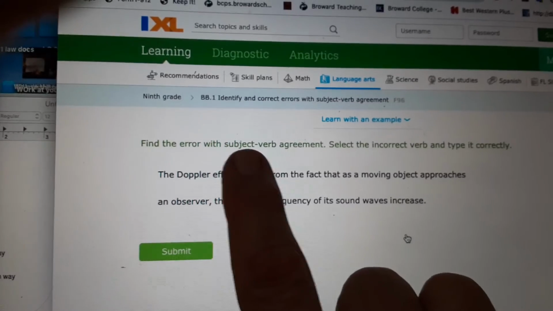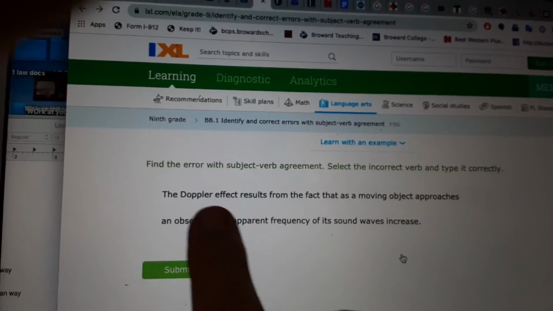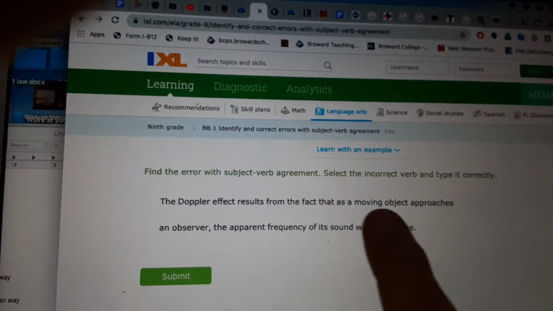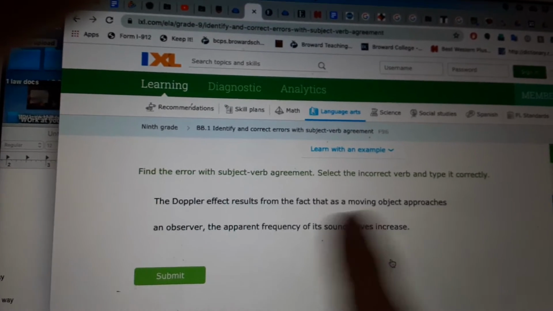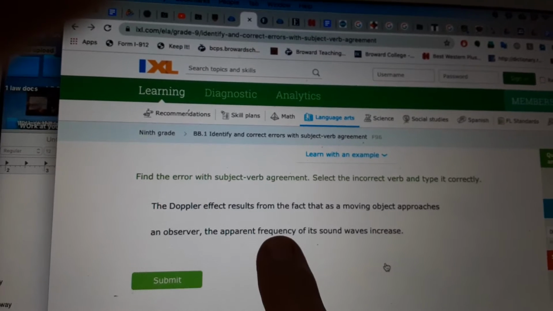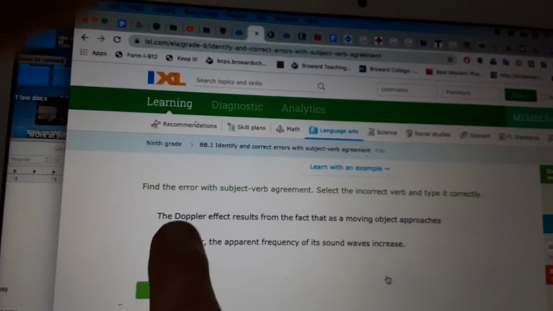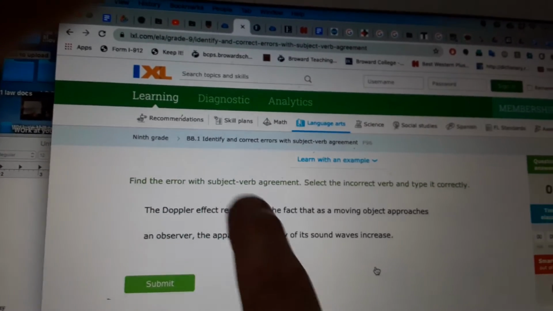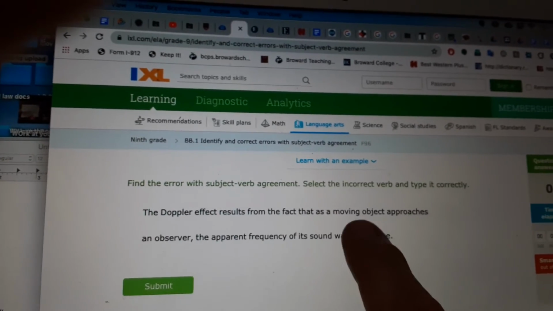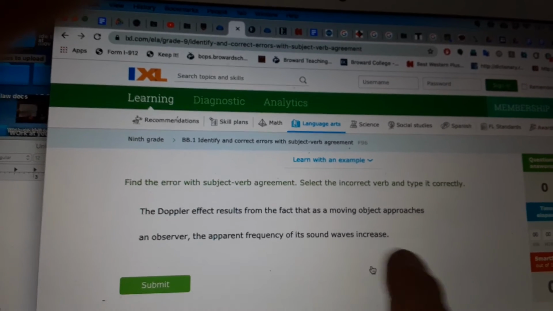Find the error with the subject and verb. So the subject is the Doppler effect results from the fact that as a moving object approaches the observer, the apparent frequency of its sound waves increase. Aha. So the Doppler effect results, so there's an S, it's a single Doppler, as a moving object approaches, that's good. And here's the third one.